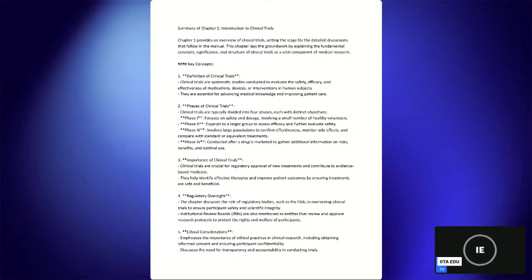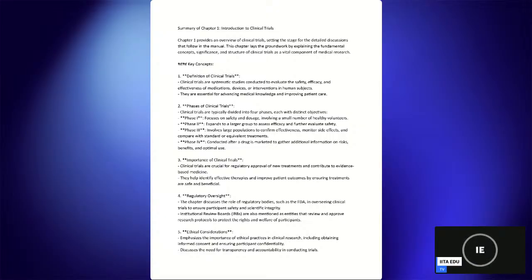The key concepts: what exactly are clinical trials? Clinical trials are systematic studies conducted to evaluate the safety, efficacy, and effectiveness of medications, devices, or interventions in human subjects. They are essential for advancing medical knowledge and improving patient care.